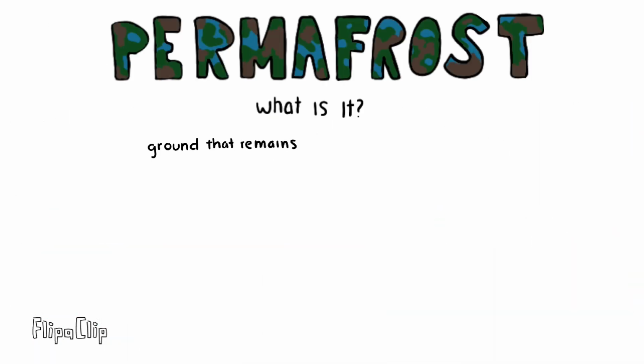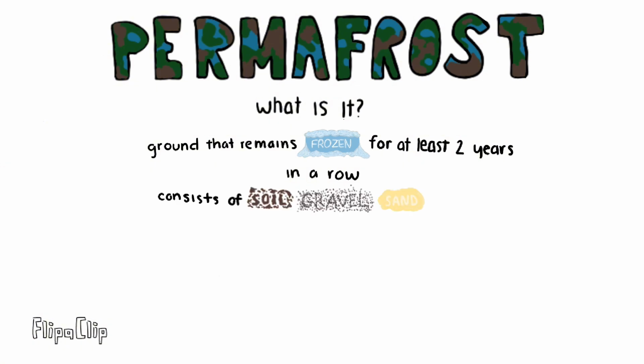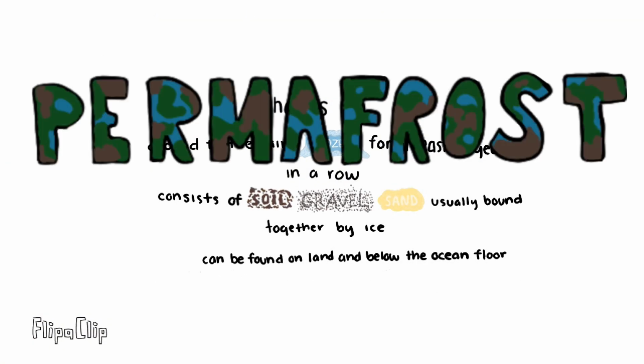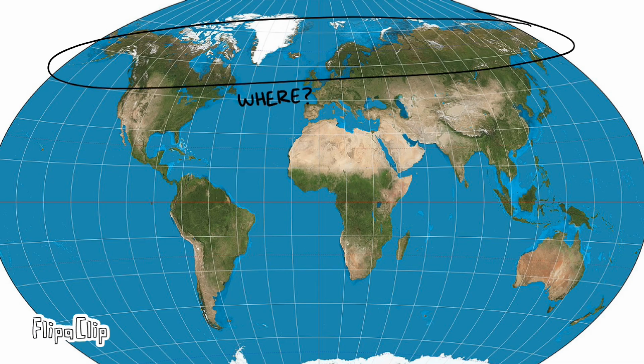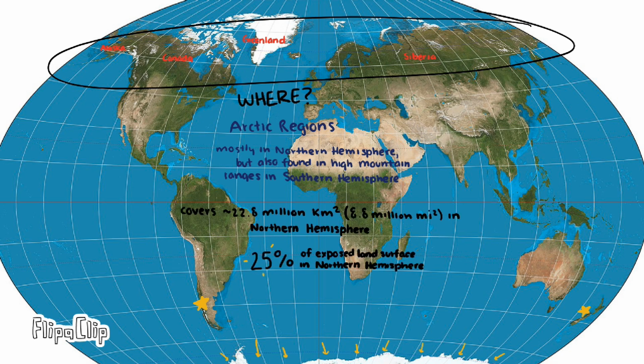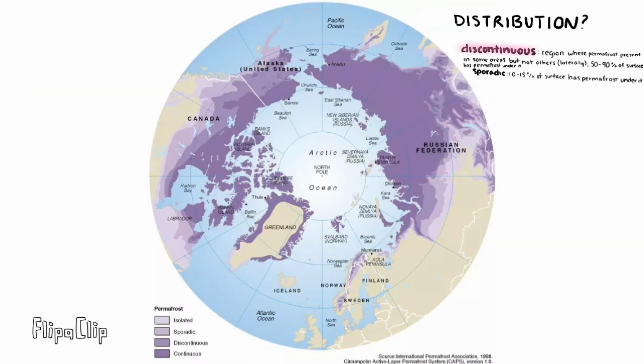So, what's the permafrost? It's ground that remains frozen for at least 2 years, and it's made of typical ground things, and it can be found both below the ocean and just on land. The permafrost is typically in Arctic regions in the northern hemisphere, and it's 25% of exposed land in the northern hemisphere. It can have continuous or discontinuous distribution.